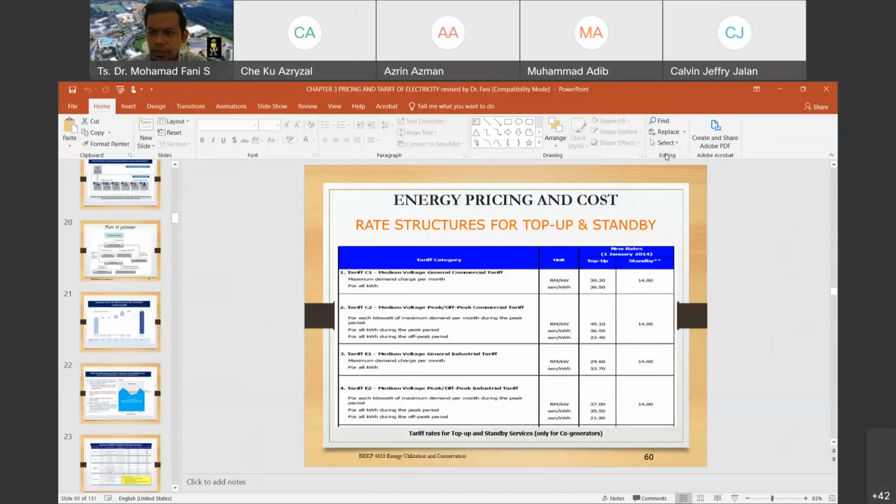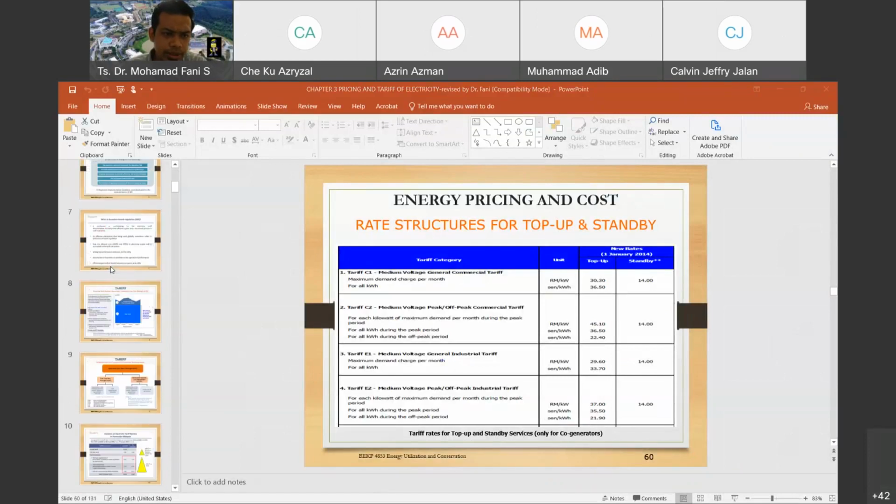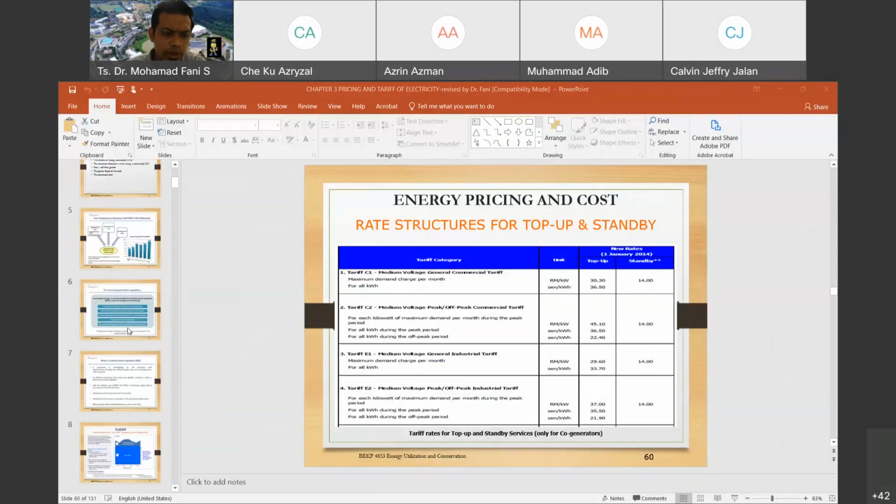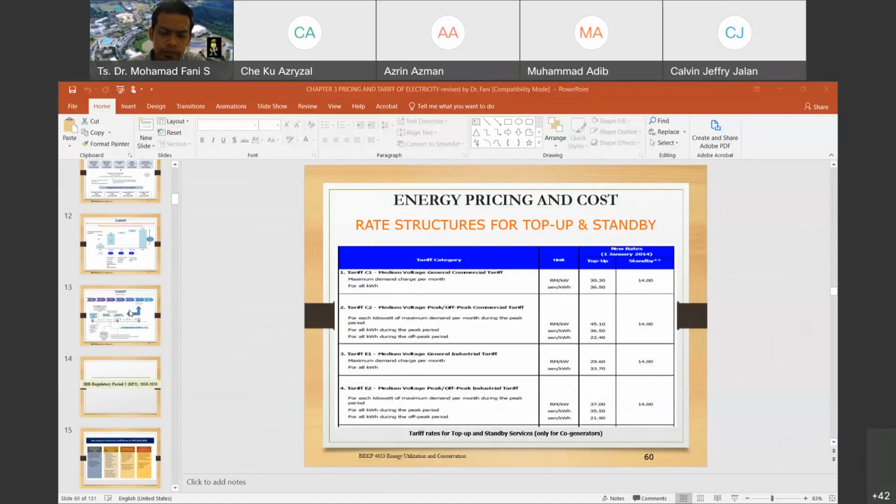For last week, we discussed the IBR, the tariff structure, especially the base tariff and the ICPT tariff. In January this year, our government announced an increment of the ICPT tariff, if I'm not mistaken, about 30%.